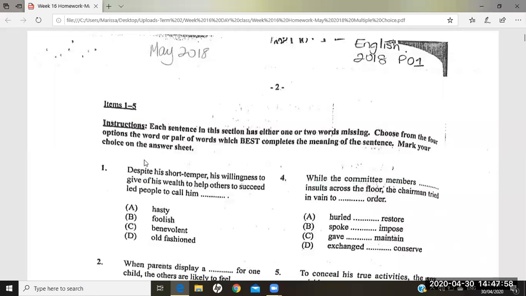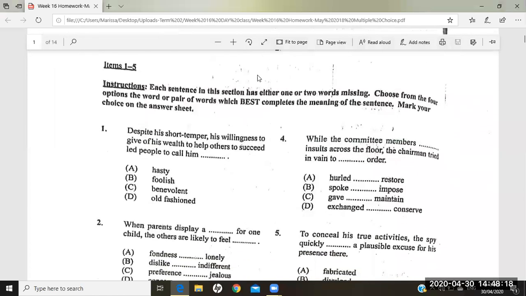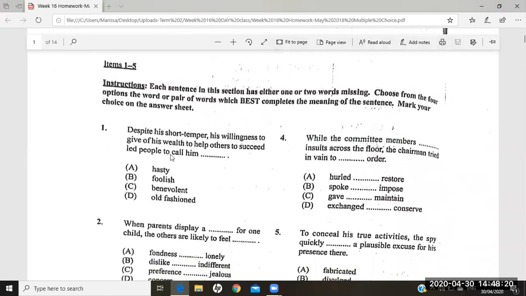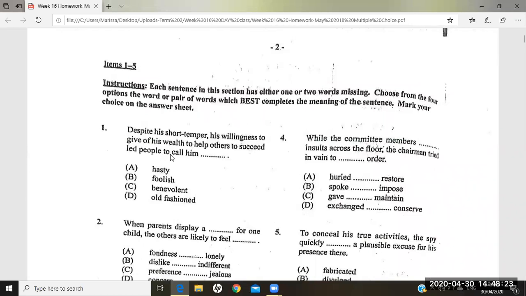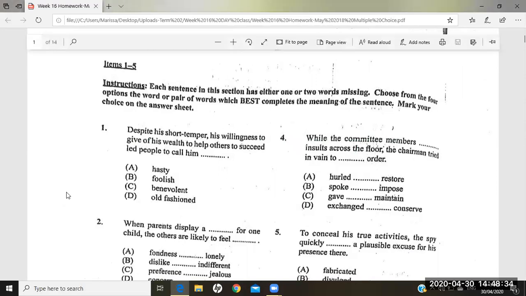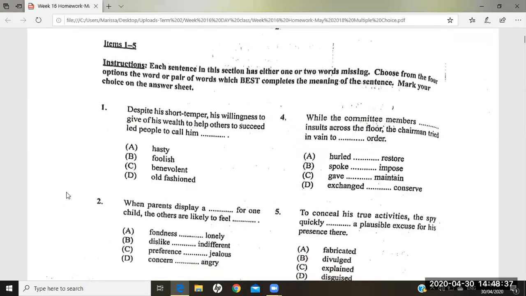So let's resume with correcting our homework. The homework I gave you guys was the May 2018 multiple choice paper. And I'm sure by completing this homework, you guys saw lots of repeats. So this paper was relatively recent. The first section says, each sentence in this section has either one or two words missing. Choose from the four options the word or pair of words which best completes the meaning of the sentence. So basically, you're doing sentence completion here, where you have to select the word or pair of words that best completes the sentence.